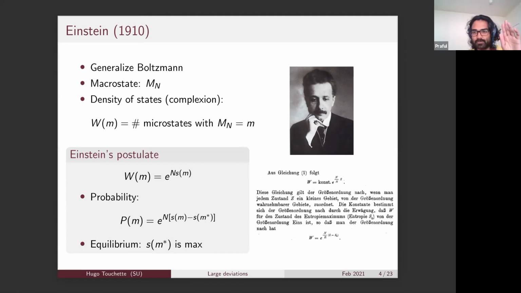So I had a quick question. What is an example of some macro variables that you might track for non-equilibrium systems?